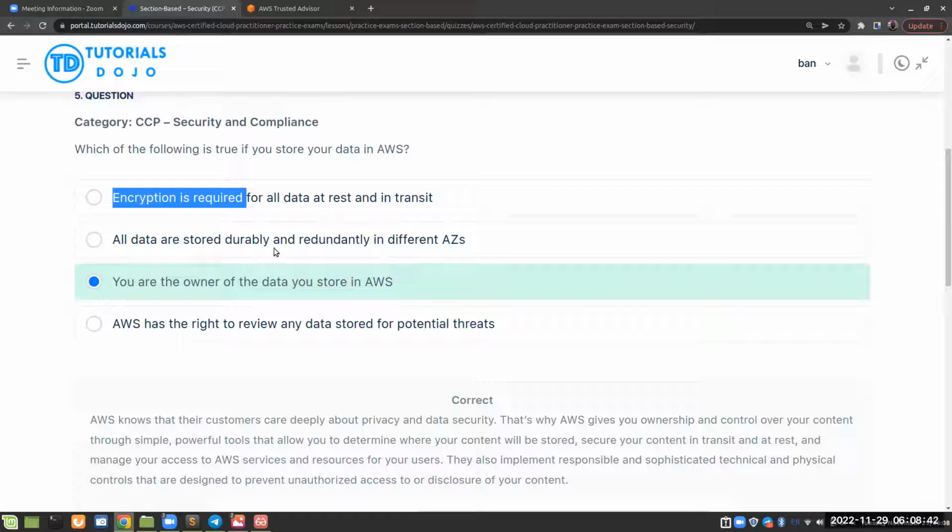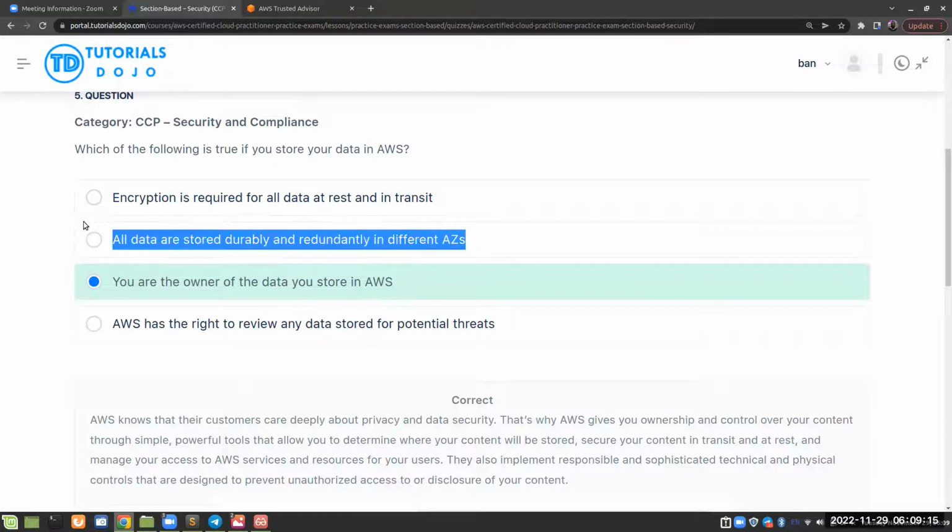You don't need to do that, since all data are stored durably and redundantly in different AZs. Now this is where the questions come in. If you remember, when you did S3, there is what we also had, like One Zone, right? One Zone is where data is stored in only one availability zone. So if you remember that, that will take away this, because in One Zone, data is stored on only one AZ and not on different AZs. So this is not always the case, right? And it also depends on what you are setting.